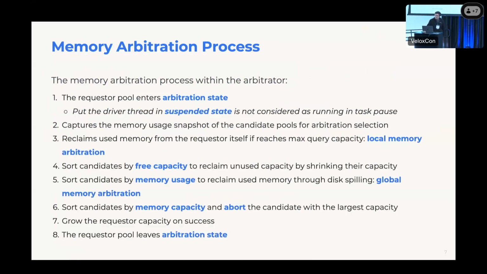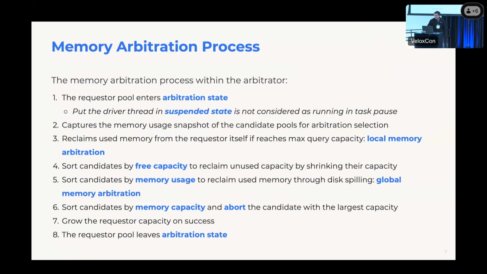To reclaim user memory from a running task, we first need to stop the task and then reclaim memory from the task, because we don't want concurrent updates to the operators, which would cause an inconsistent state. So once the driver thread is in suspension state, later on we can reclaim the memory from the driver thread. This driver thread is not considered running, so the task pause can go through. Once the request pool has entered the arbitration state, the next step is to capture the memory usage from all the candidate pools.